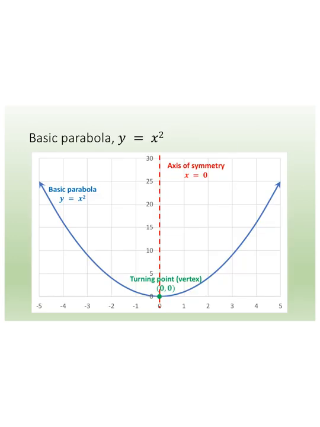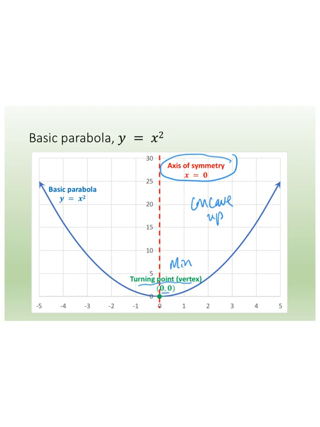Now, remember the basic parabola y equals x squared. You've got the axis of symmetry x equals 0, the turning point or vertex at the origin, and this is the minimum because this is a concave up shape. And you know that both the right and the left arm extend up into infinity.